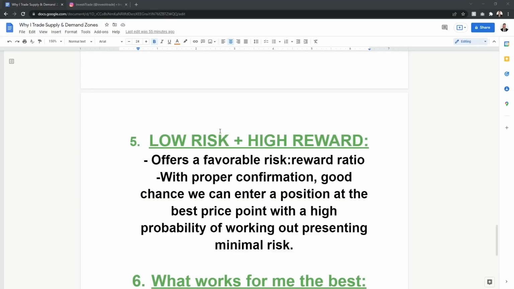Supply and demand offers extremely low risk and very high reward. The risk to reward ratio trading supply and demand is extremely favorable if we time it right. Ideally, you want to shoot for at least a 2-to-1 risk to reward ratio. 3-to-1 is even better, so we could afford to lose a lot more times than we win, yet still make money. With proper confirmation, we could get this tight risk, and it's a good chance that we could enter a position at least near the best price point with a high probability of working out, and that gives us minimal risk. You really can't beat the risk to reward ratio if you time it right and leave your emotions off the table.